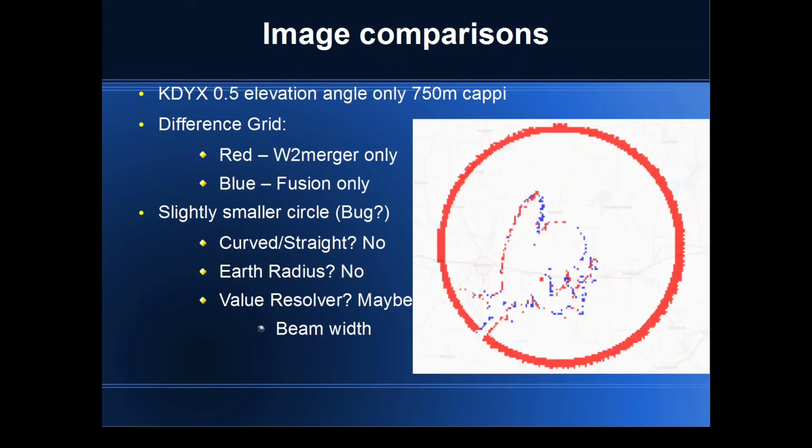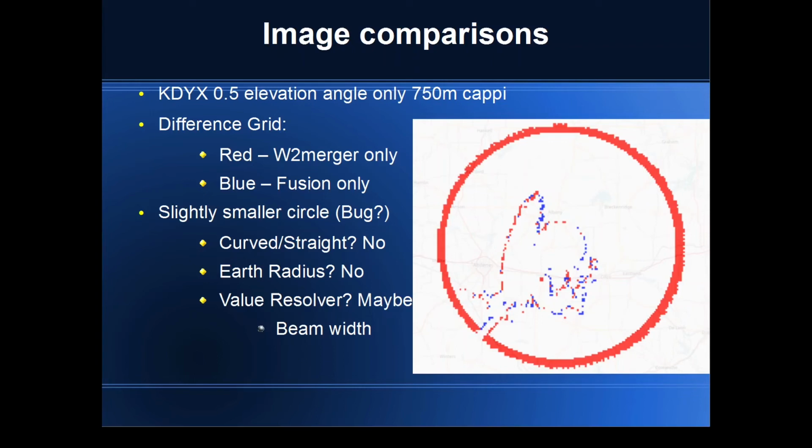So one issue we've been dealing with is the apparent range difference between W2merger and Fusion and trying to narrow down what is causing it. Here we can see a difference grid between W2merger and Fusion, where red shows areas of W2merger appearing different from Fusion. Some ideas have been projection differences between angled versus straight interpolation.